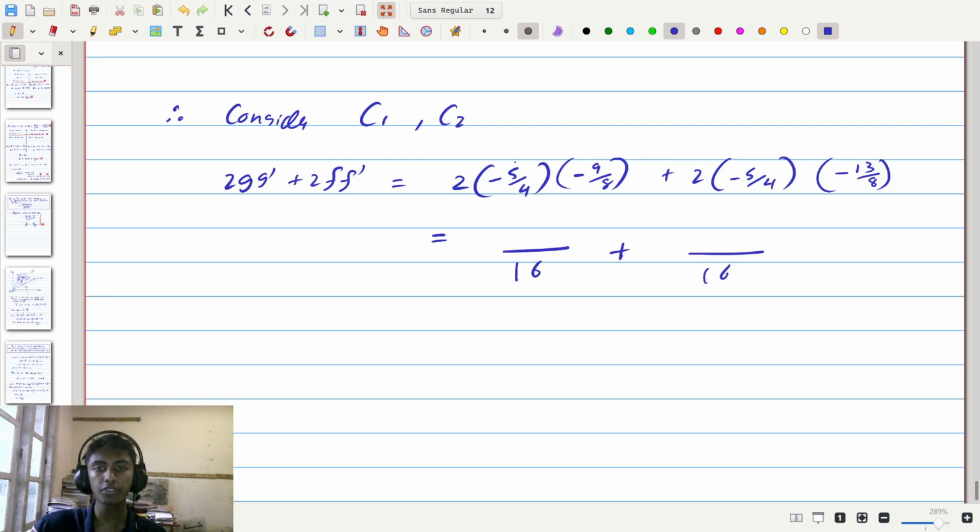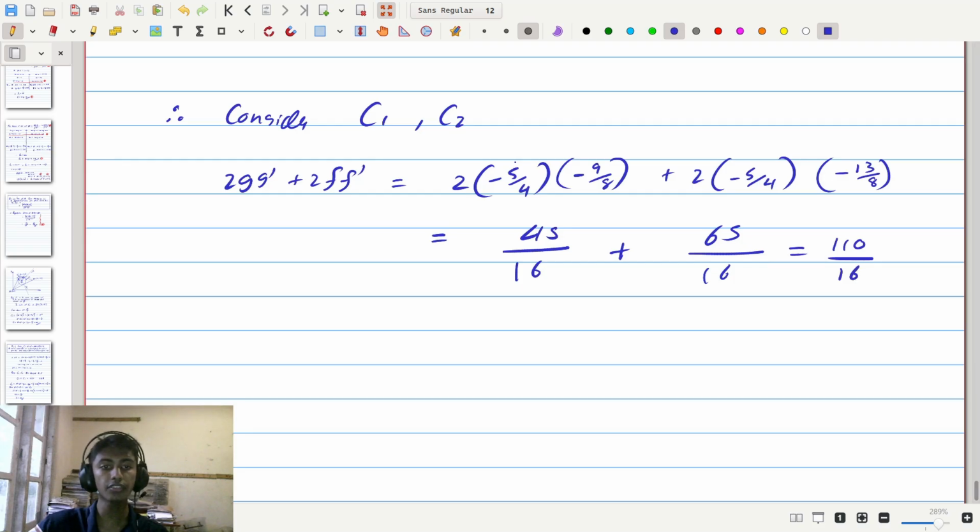Both of these are going to be positive. On this one we're going to have 5 times 9 over 45, and on this one we're going to have 5 times 13, which is going to be 50 plus 15, which is 65. So you have 65 plus 45, which is going to be 110. So you have 110 over 16.